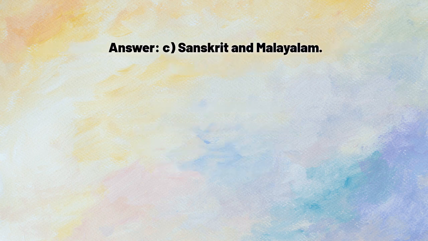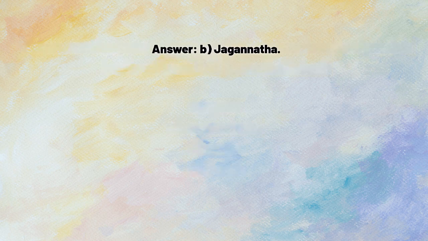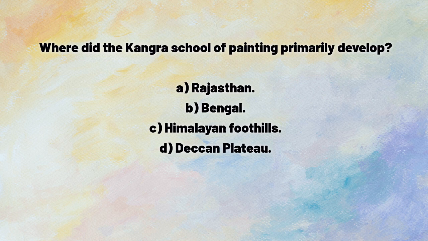The wooden image of which deity suggests that it was originally a local god later identified with Vishnu? A. Shiva, B. Jagannatha, C. Durga, D. Rama. Answer. B. Jagannatha.